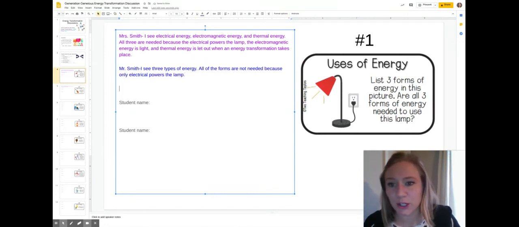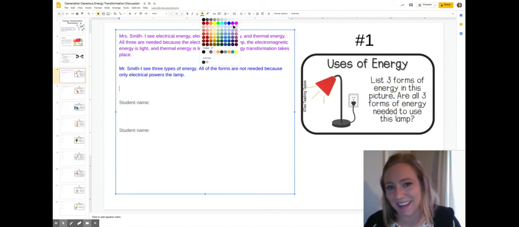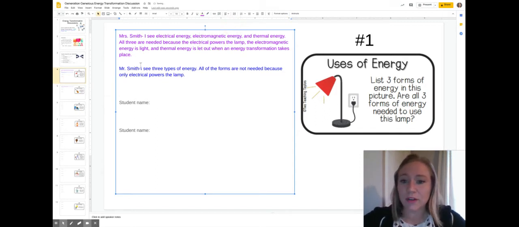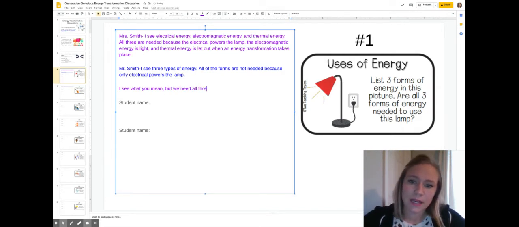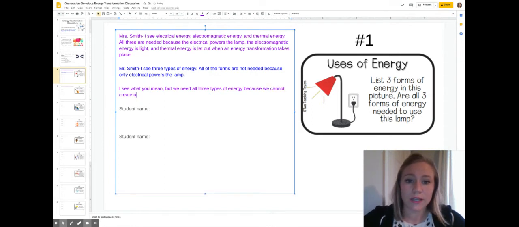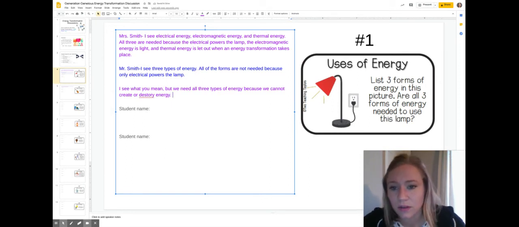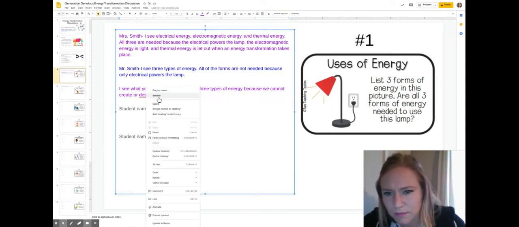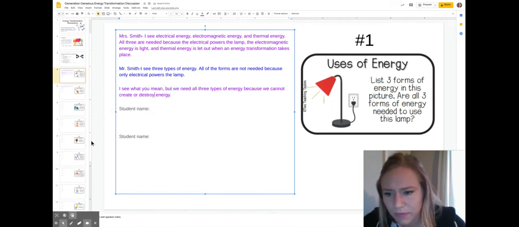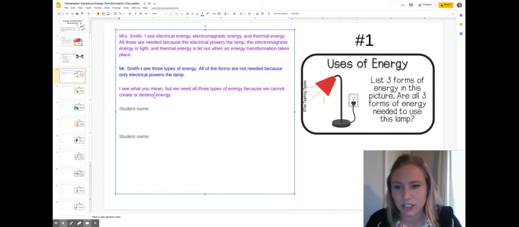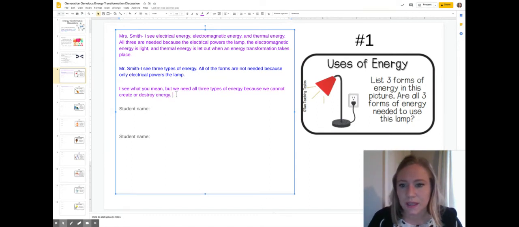Okay, so then I'm going to go back, being the science teacher that I am, and help him understand. So again, I need to make sure I'm using the same color font, and I'm going to say, I see what you mean, but we need all 3 types of energy because we cannot create or destroy energy. That's the law of energy. That's our law of conservation of energy. We cannot create or destroy energy.